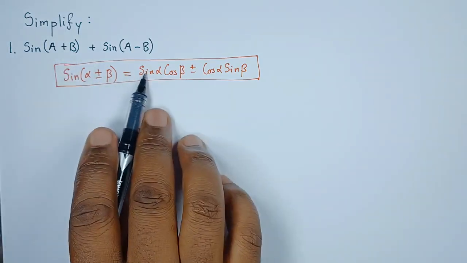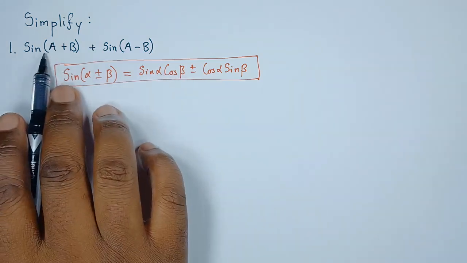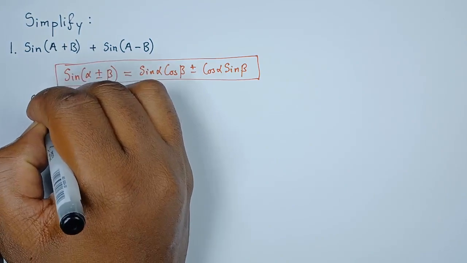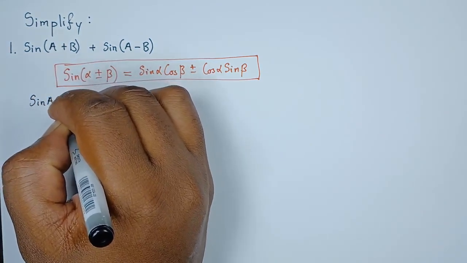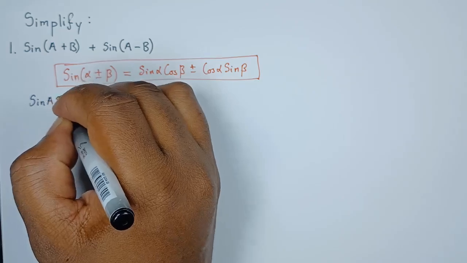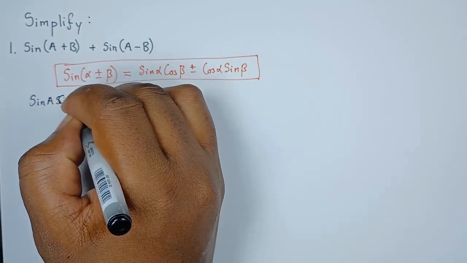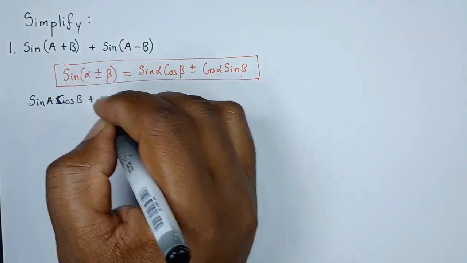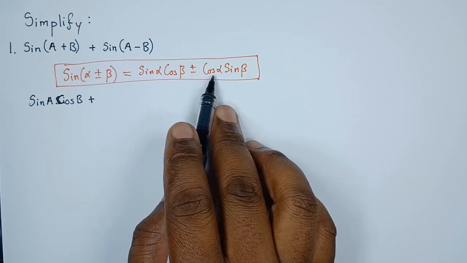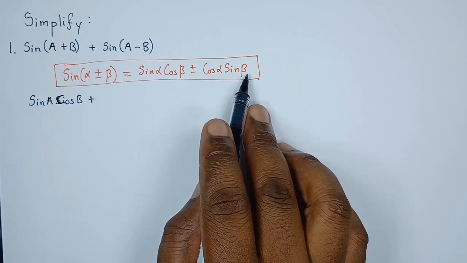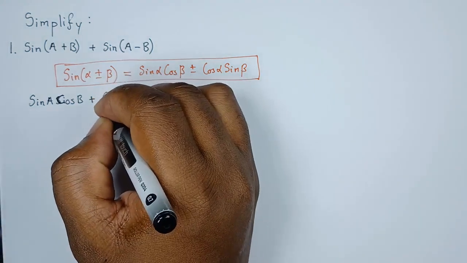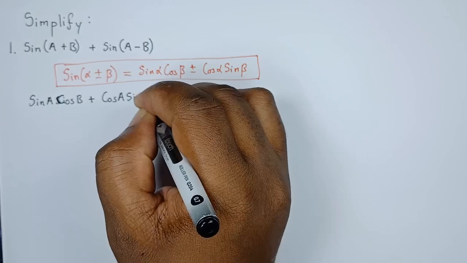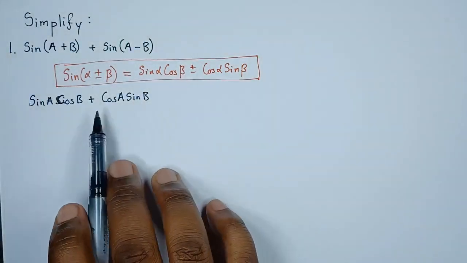So we shall say sine alpha, sine beta. In this case, it will be sine A, sine B. So we have sine A cos B. Remember, it's sine cos, plus is a cos. Then now we have cos alpha sine beta. So that is cos A sine B. Now this is just for the plus.